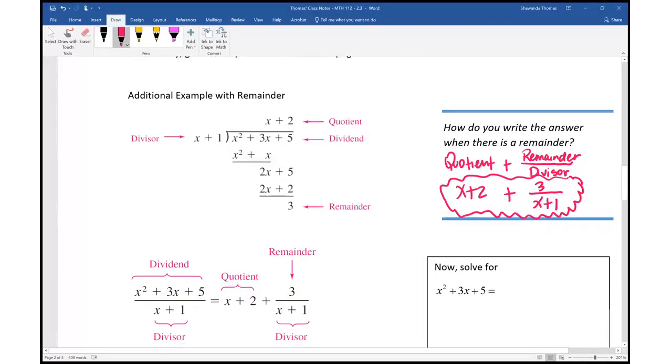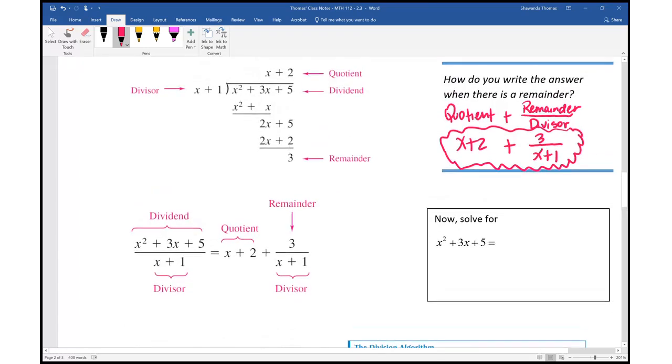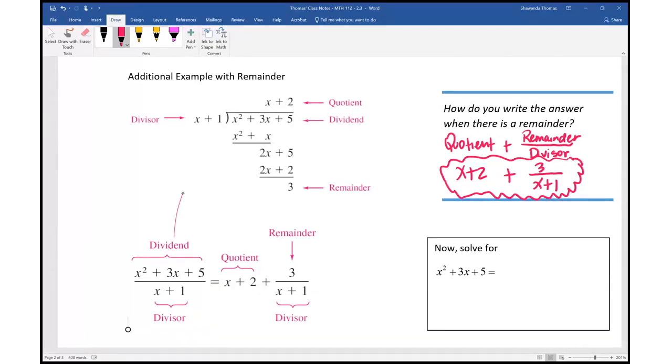All right, now what if, so as you can see, we have this answer right here. This is the answer for dividing x squared plus 3x plus 5 over x plus 1. Again, I told you this is the same way you could write it. These are equivalent to each other, just written a different way. Now, what if I said solve for x squared plus 3x plus 5? I only want x squared plus 3x plus 5 on this side. I don't want x plus 1 on the left side. So what would you do?